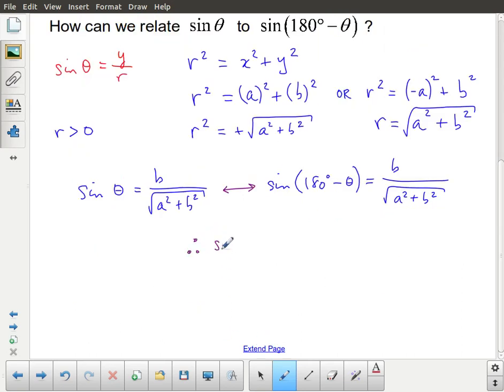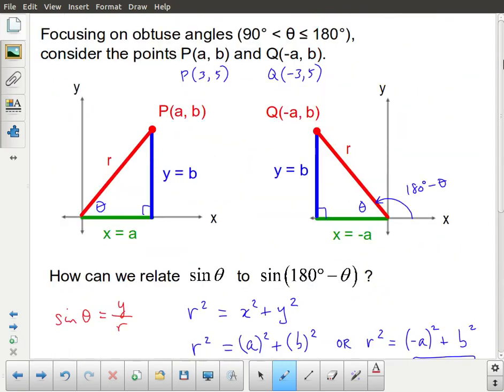So we end up with this interesting conclusion. Therefore, the sine of theta is actually the same as the sine of 180 degrees minus theta. It turns out that for an acute and an obtuse angle, since sine only depends on the y-coordinate, if those two angles are what we call supplementary angles, meaning that the two angles together add up to 180 degrees, then their sines are the same.